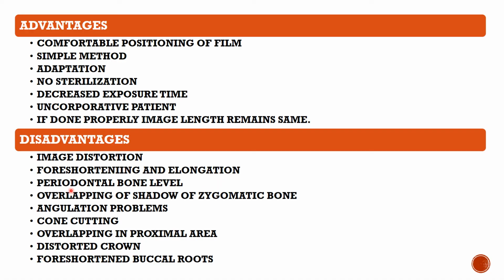The next is the periodontal bone level. The periodontal bone levels are poorly represented. Then there can be overlapping of the shadow of the zygomatic bone. The shadow of the zygomatic bone is generally superimposed over the roots of the maxillary molar. Then there can be angulation problems.